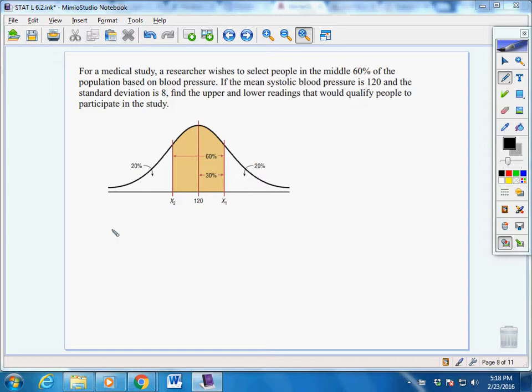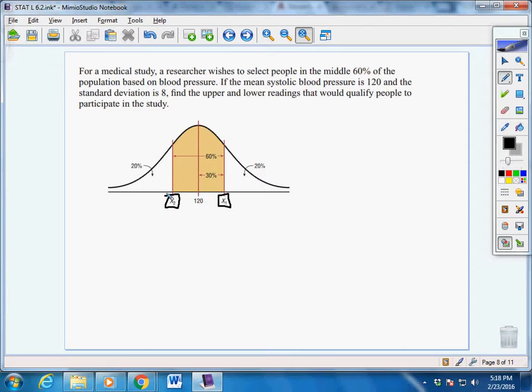Again, draw a bell curve and see if you can plug things in. Remember, our mean's always in the middle. In this case, it's 120. We want the people in the middle 60%. So we want 60% around the middle, 30 on each side. That's going to give us the range of blood pressure numbers that we want.